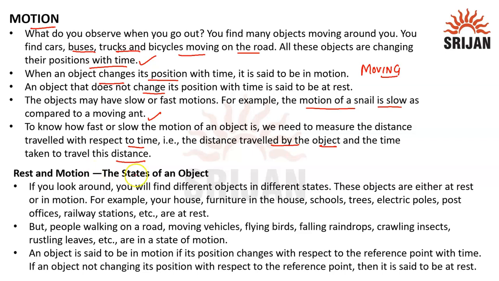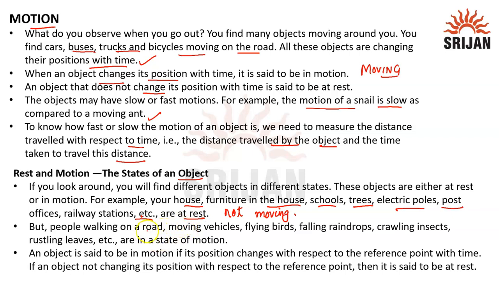So we can say that rest and motion are the states of any object. If you look around, you will find different objects in different states. The objects will be either at rest or in motion. For example, we have so many things around us: house, furniture in the house, schools, trees, electric poles, post offices, railway stations, etc. If we observe, all these things are not moving. So if these things are not moving, they are at rest.